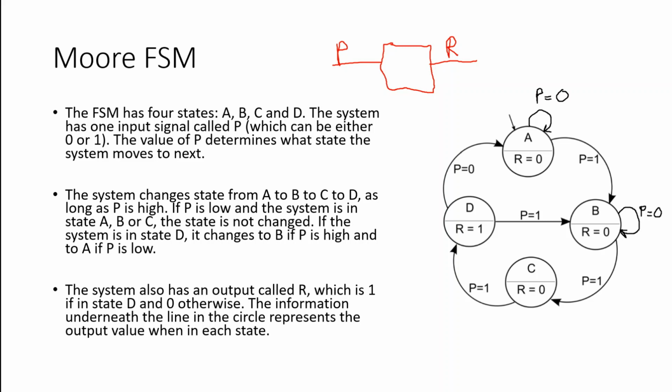If P is low and the system is in state A, B, or C, this state is not changed. If the system is in state D, it changes to state B if P is high and to state A if P is low. The system also has an output called R, which is 1 if it's in state D and 0 otherwise. The information underneath the line in the circle represents the output value when I'm in a particular state. That's these values here below the little line in the bubble here.